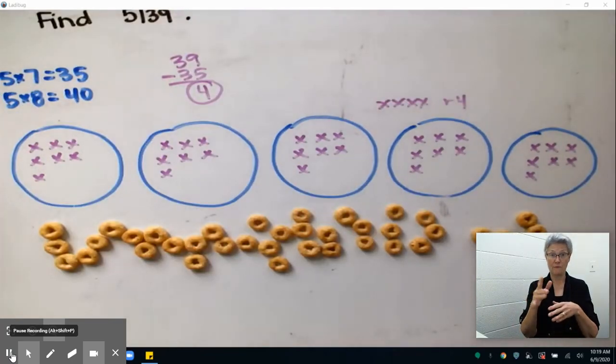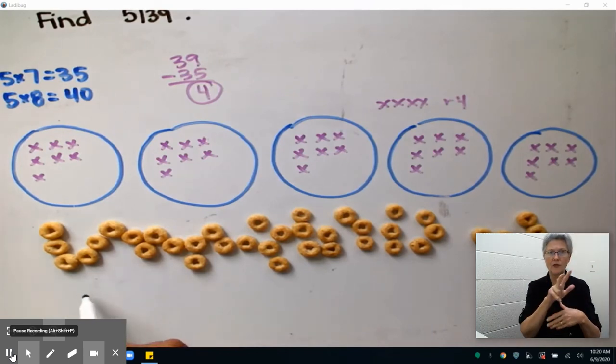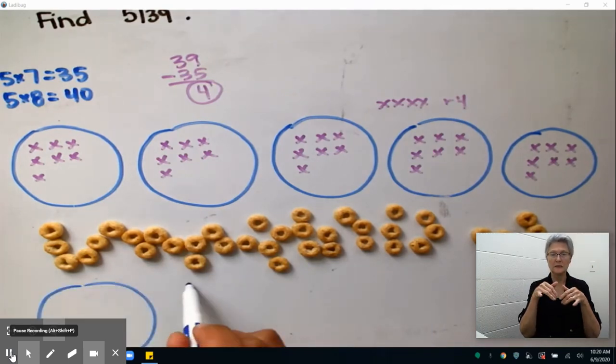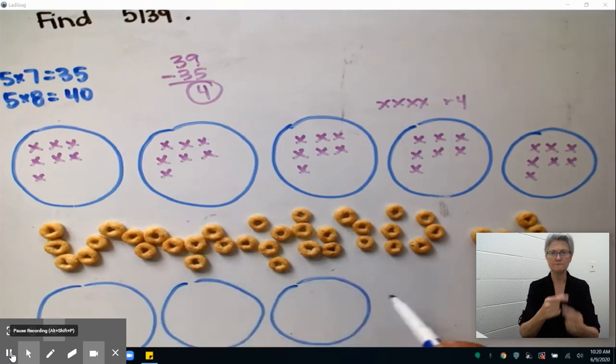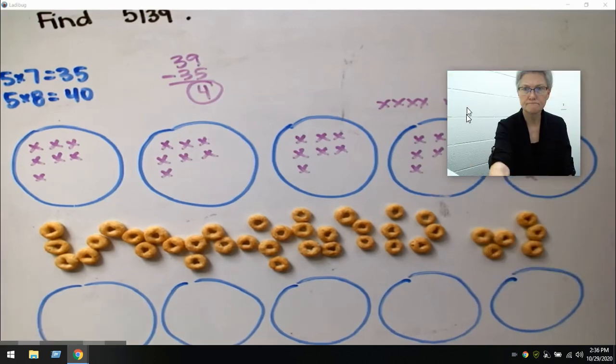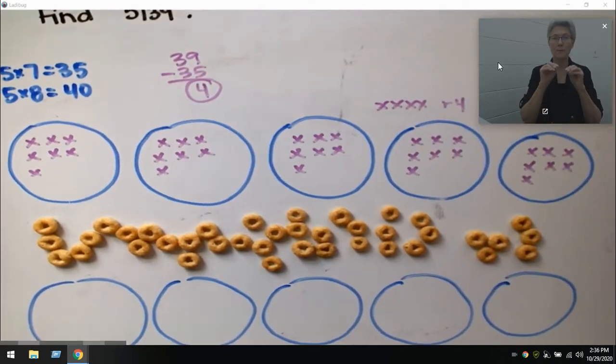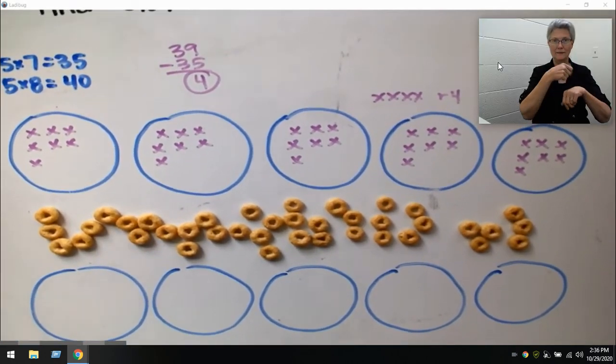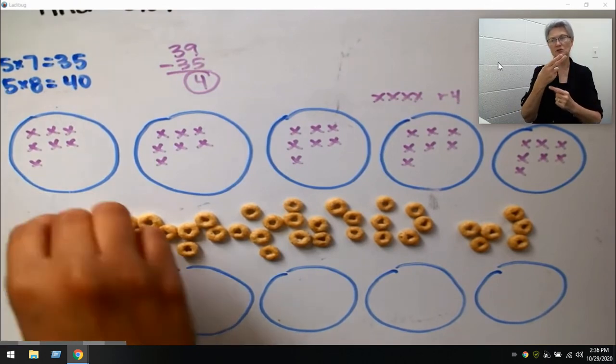If we were to use manipulatives to solve this problem, we would use the same process. I've got my 39 counters here represented by Cheerios, and I'm still going to make my 5 groups. Now I'm going to place the Cheerios one at a time into each group until I am no longer able to put one into each group.